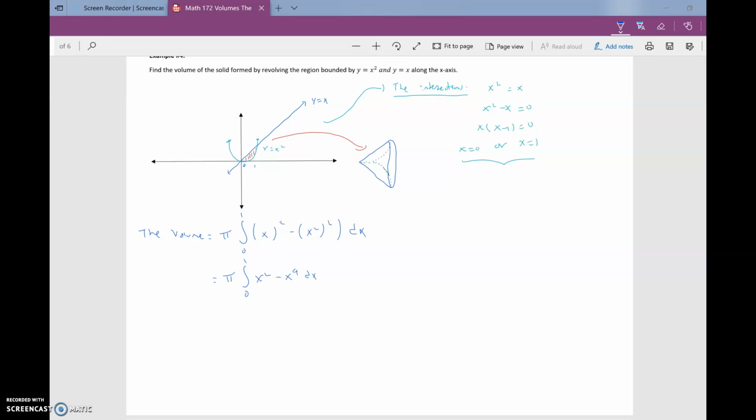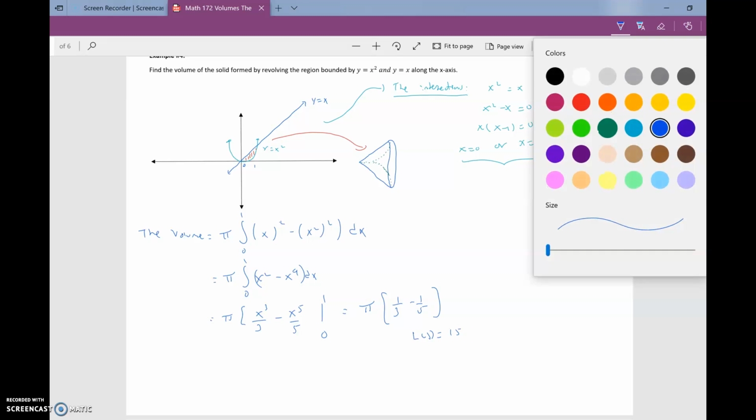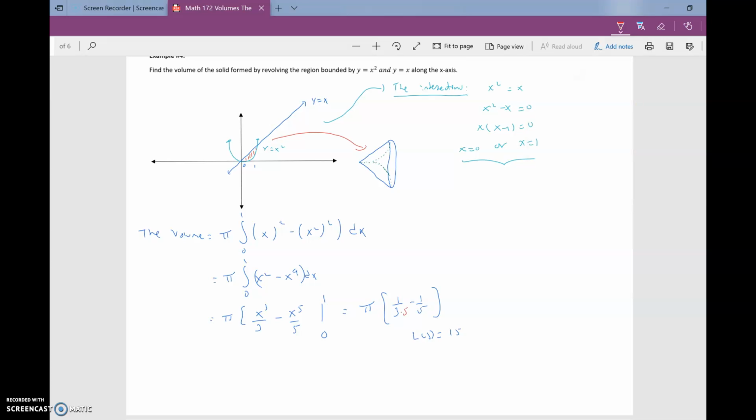So we're looking at this one being pi integral from 0 to 1, x to the second minus x to the fourth dx, or pi times x to the third divided by 3 minus x to the 5 divided by 5, evaluated from 0 to 1. So this is simply pi times 1/3 minus 1/5, with an LCD of 15. So multiply times 5 and multiply times 3.